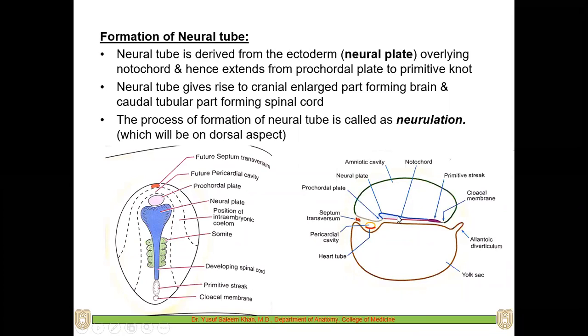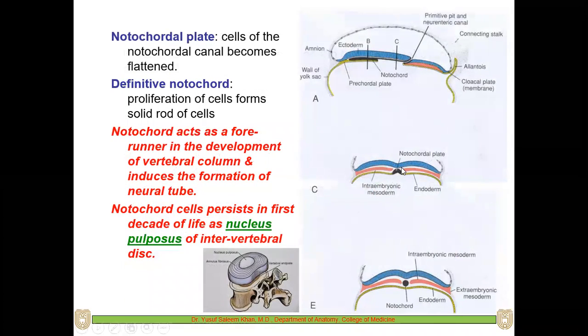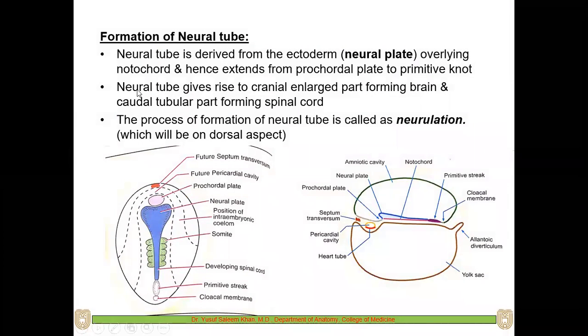So initially it will be formed on the neural plate as we saw before. So here is the neural plate, notochordal plate. Above that will be the neural plate. Overlying the notochord, above the notochord will be the neural plate, and hence it extends from the procaudal plate to the primitive node. So just like the notochord is from the primitive streak up to the procaudal plate, similarly even the neural plate extends from the primitive streak up to the procaudal plate.